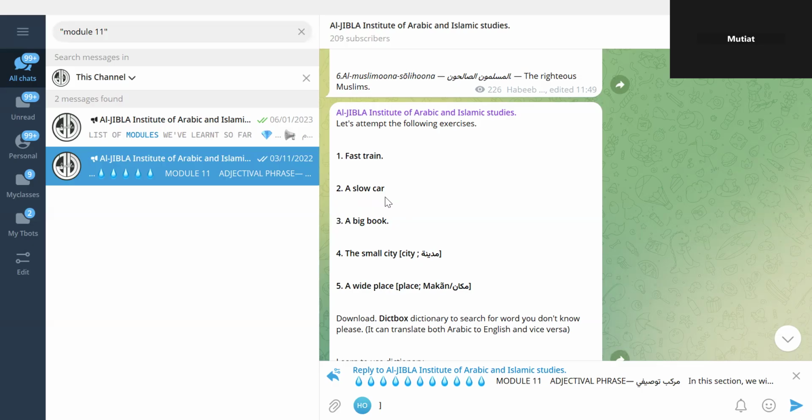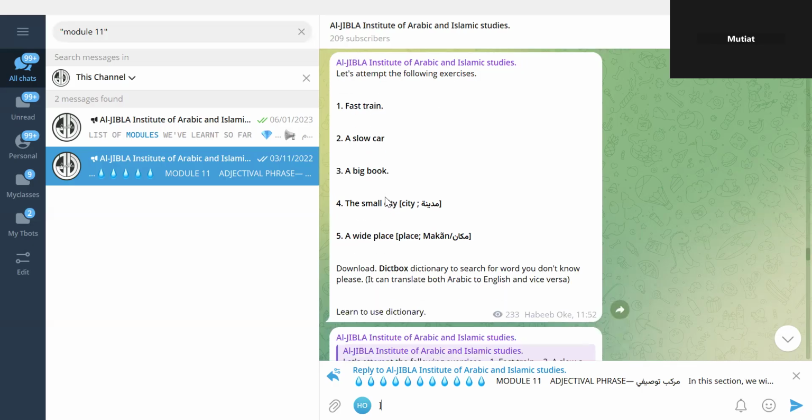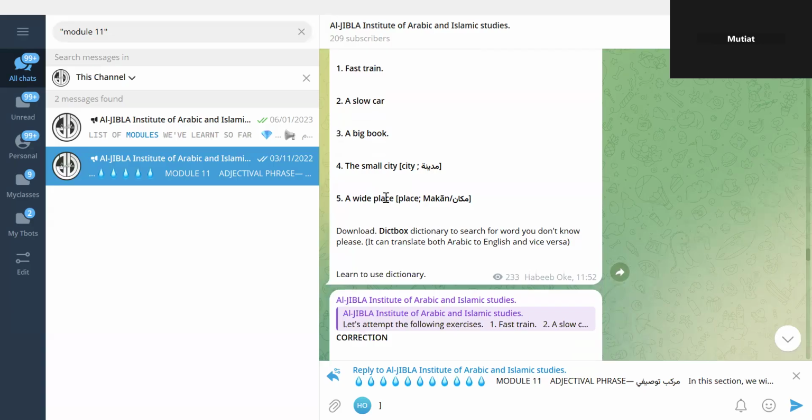Sayyara bati'a. Can you repeat that? Because sayyara is feminine. All right, so please try to correct it. That's sayyara bati'a. A big book. Can you try that? Kitab kabir. MashaAllah.